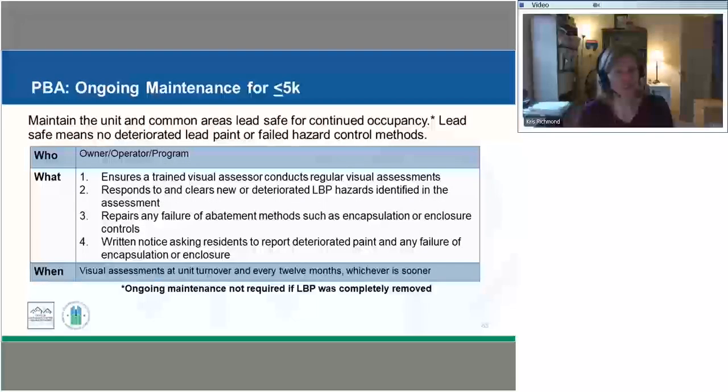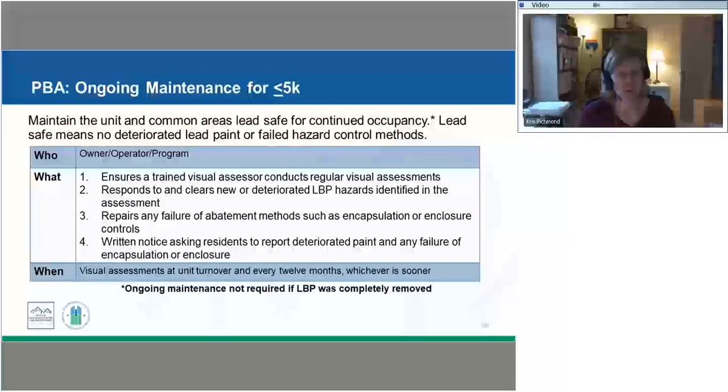So this first slide is talking about project-based assistance that's less than $5,000 per unit per year, and what the requirements are. Again, this is required when there's still lead-based paint in the unit. We're trying to keep that unit lead safe. And when we talk about lead safe, we're talking about no deteriorated paint or failed hazard control methods. So who's responsible for this? This is the owner that's going to be doing this.